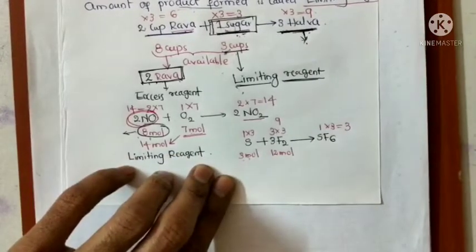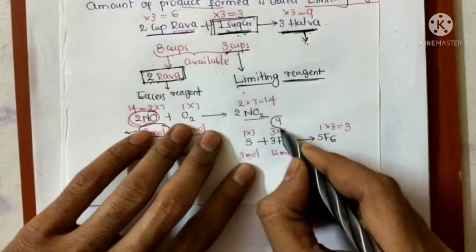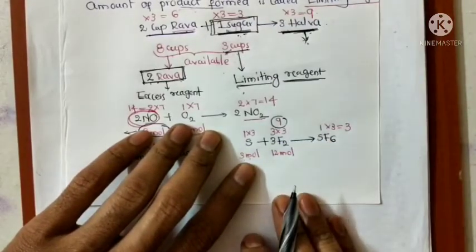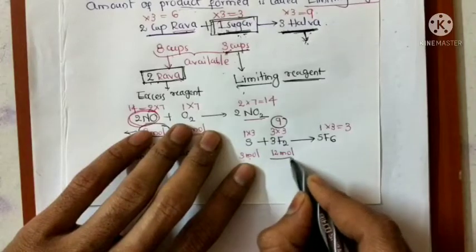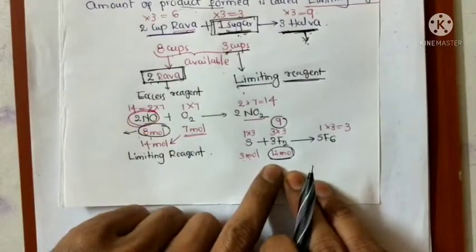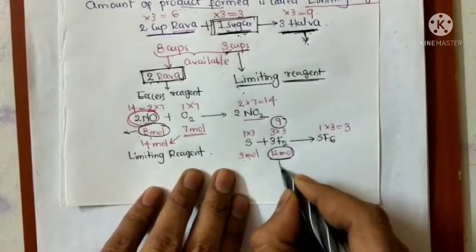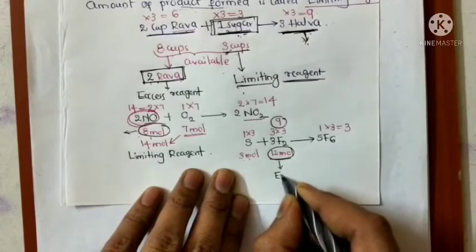So in the problem, how much is required here? Only 9 moles are required, but 12 moles are given, which is the excess. Here it is the excess reagent. So it is an excess reagent.